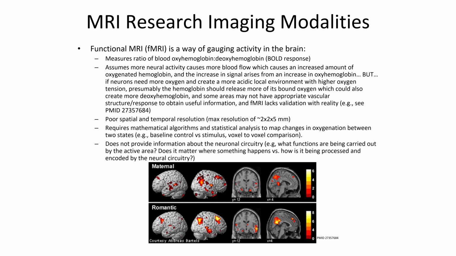For example, I don't really care where something in the brain occurs. I'd rather know what's the circuitry that makes it happen the way that it does, what's the underlying mechanism. So just some things to think about there.